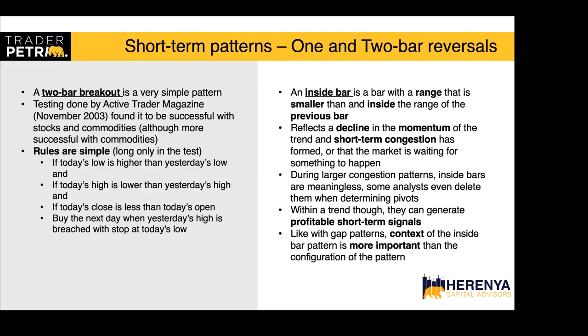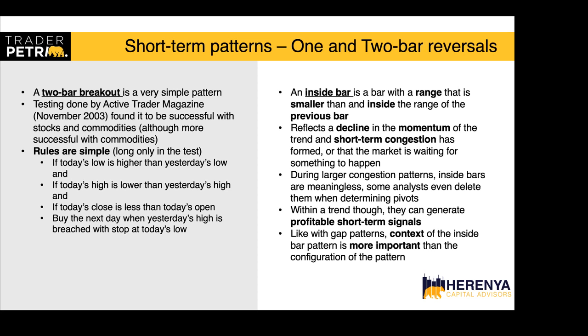moving on to the next one, we're probably going to spend some time on the inside bar, and then after that, the next couple aren't as important, so I'll move through them a little bit faster. So starting with a 2-bar breakout, it's a very simple pattern. Some testing was done for it in 2003 in a magazine called Active Trader magazine. They had a testing column, and they found that it was relatively successful, particularly with commodities. The rules that they used were very simple.